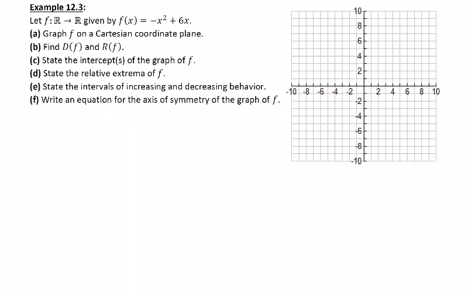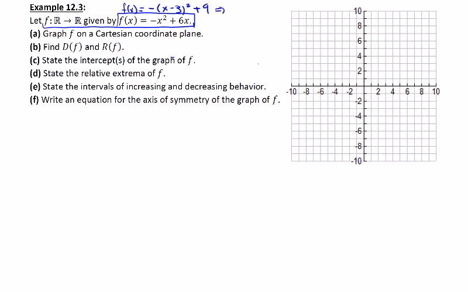Example 12.3 gives us a function f given by the equation f of x equals negative x squared plus 6x. If we take a look at one of our previous examples, example 12.1b, we already have the vertex form for this done. The vertex form of this equation would be f of x equals negative 1 times x minus 3 squared plus 9.